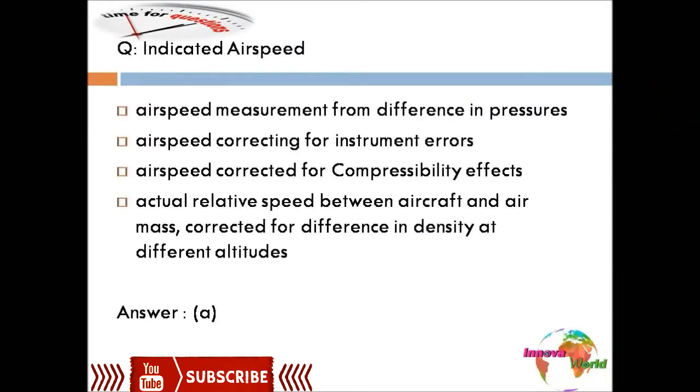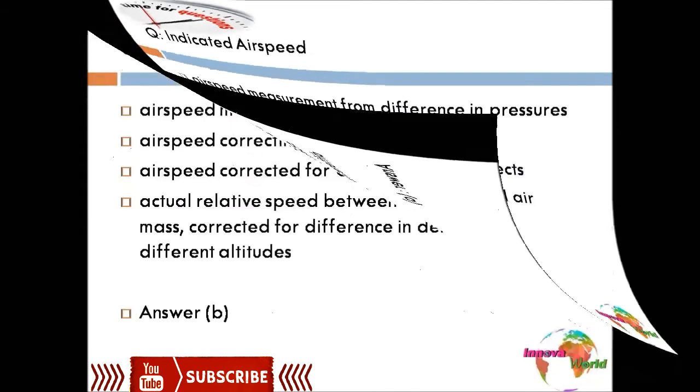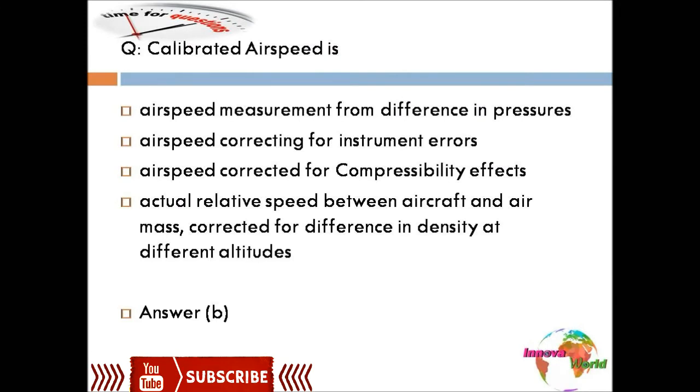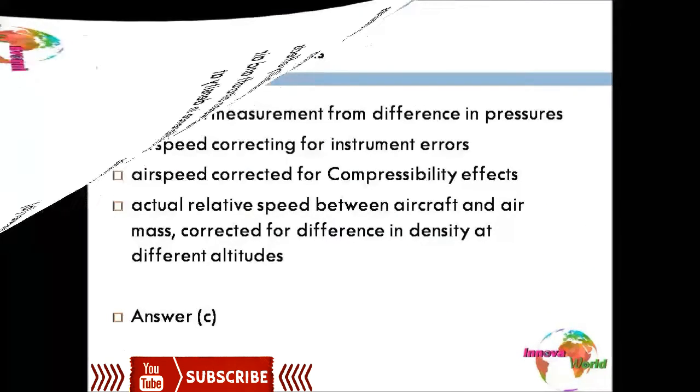Indicated airspeed. What do you mean by indicated airspeed? We already know it is a measurement from the difference in pressure, so obviously the answer is A. Next comes calibrated airspeed. We know how this goes: it is the airspeed corrected for instrument error, that is point B. So the right answer is B.